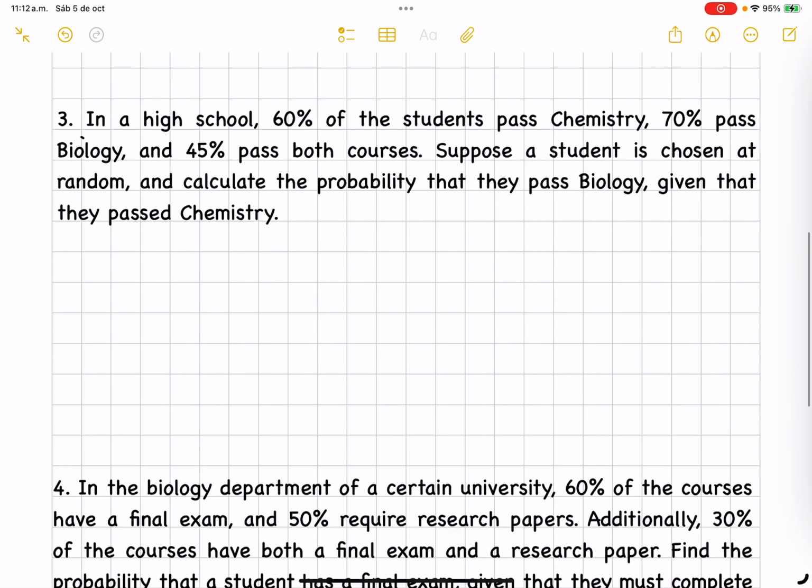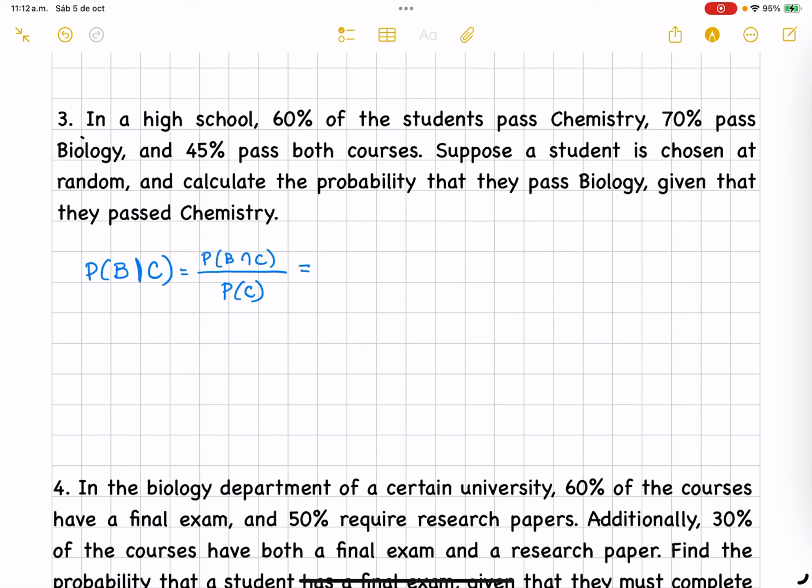Number 3: in a high school, 60% of the students pass chemistry, 70% pass biology, and 45% pass both. Suppose that a student is chosen at random; calculate the probability that they pass biology given that they pass chemistry. So what is the probability of passing biology given that chemistry has already been passed? Chemistry is our condition, our universe, and the probability of both occurring is always on top.